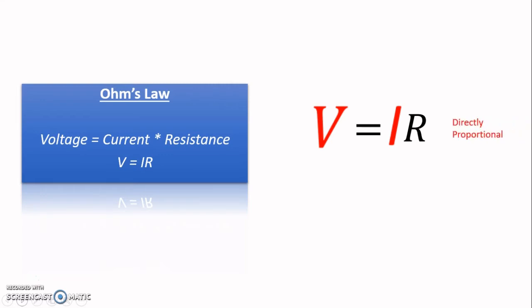Recall, this is the definition of being directly proportional. So current is directly proportional to voltage. Now let's take the same equation. This time let's leave the voltage alone, but instead, let's increase the resistance. If we increase the resistance, the only way to keep our equation balanced is if the current decreases, which means that current and resistance are inversely proportional.